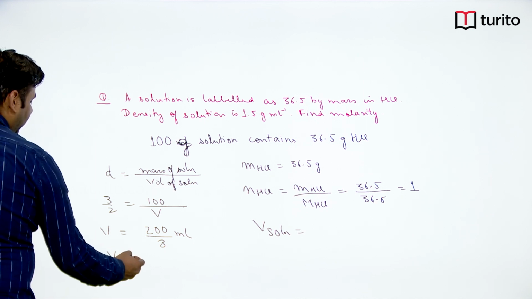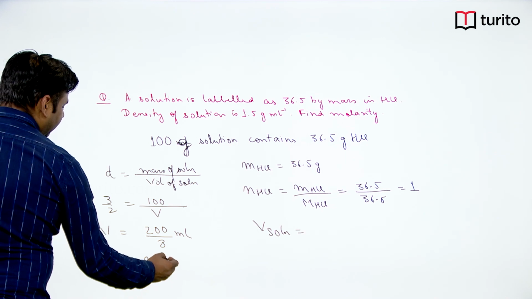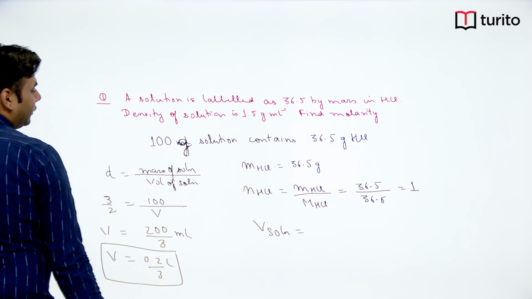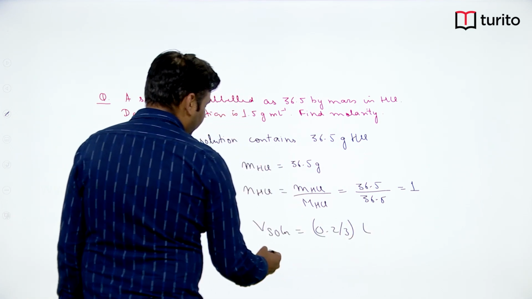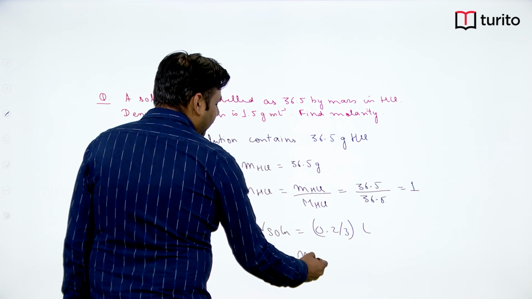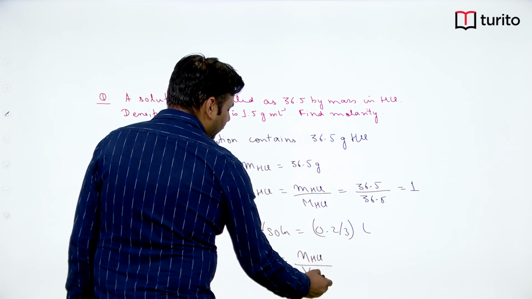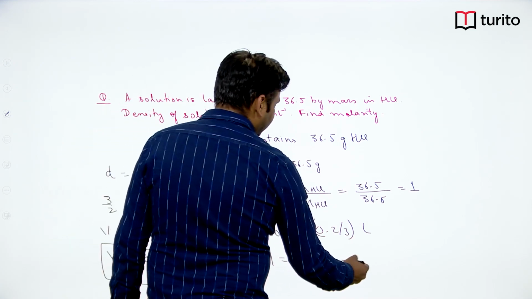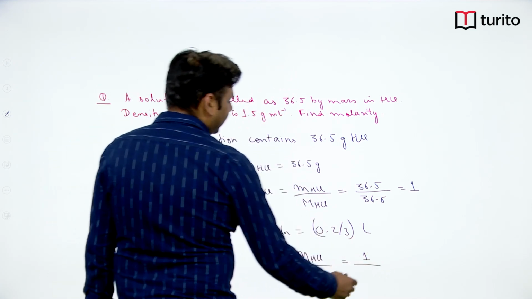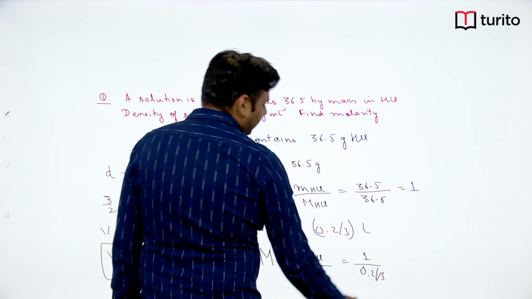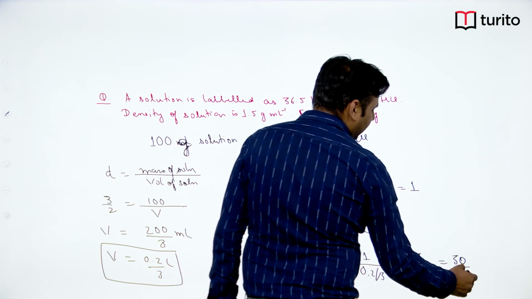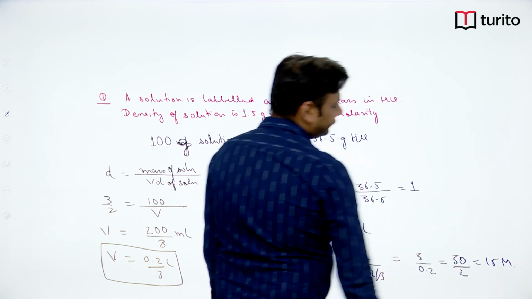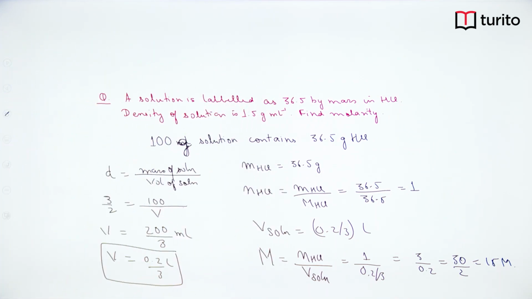So I can write the volume in liters as 0.2 by 3. So this is the volume in liters. So we know the volume is also 0.2 by 3 liters. So the molarity of this solution would become number of moles of HCl upon volume of solution. Number of moles of HCl is 1. Volume of the solution is 0.2 divided by 3. So I can write this as 3 by 0.2, which is 30 by 2, or I can write this as 15 molar.